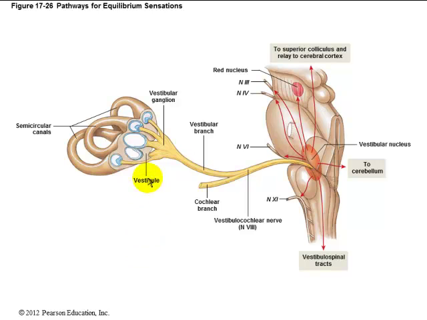So here you can see a view starting from the sensory receptors in the vestibule and the semicircular canals, giving rise to the vestibular ganglion in the ear itself. Following is the vestibular branch, which is going to join with the cochlear branch to form the vestibulocochlear nerve, which then attaches to the pons and medulla, and then relays further up the chain to the cerebrum, and also laterally to the cerebellum.